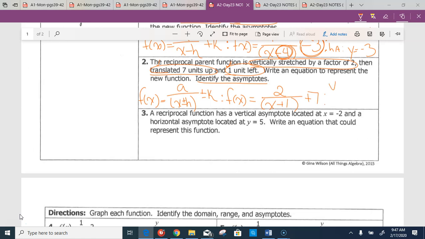So now, to get my vertical asymptote, that's going to be x equals the opposite of whatever I see in here, which is going to be a -1 in this case. And then my horizontal asymptote is whatever I'm adding or subtracting, and that's going to be 7.